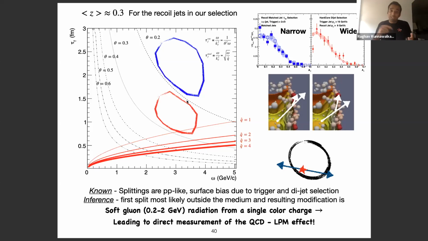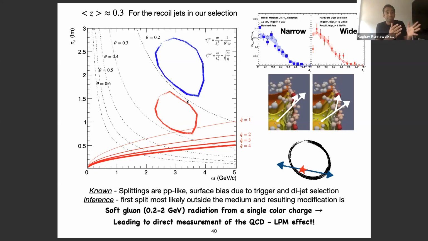And we know we have a trigger bias here, right? And we have a dijet selection. So at RHIC energies, that results in a surface bias, right? So the path length for the recoil part is relatively small. It's on the order of 1 or 2 Fermi, a couple of Fermi. So what we can infer from that is that the first split likely happened outside the medium, and any resulting modification that you see is a single color charge going through the medium, radiating energy via soft gluon emissions, a la the LPM effect, and then splitting once it's outside the medium.